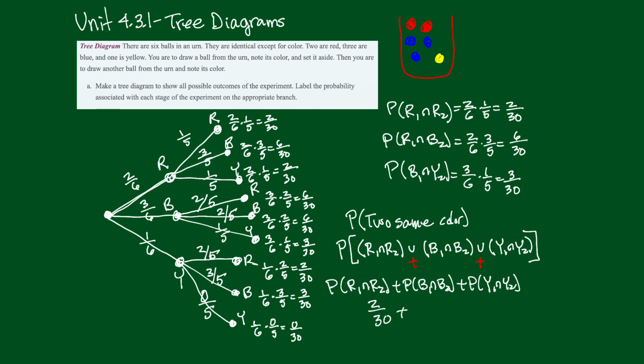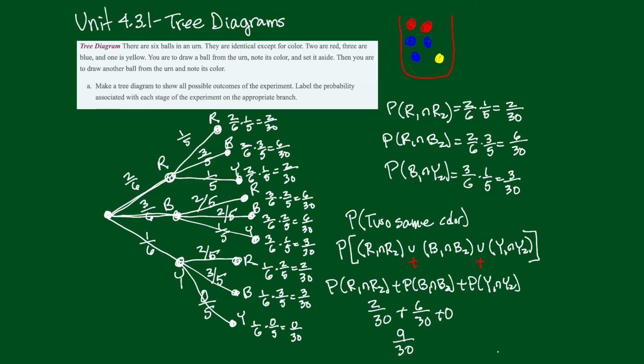Plus 2 blues, a blue on the first and a blue on the second. That's 3/6 times 2/5. Well, let me just do that. We just did it, right? So 3/6 times 2/5 is 6 out of 30. Plus now a yellow on the first and a yellow on the second. Yellow on the first, yellow on the second is 0. So we're just adding a 0 here. So what do we get? We get 9 out of 30.